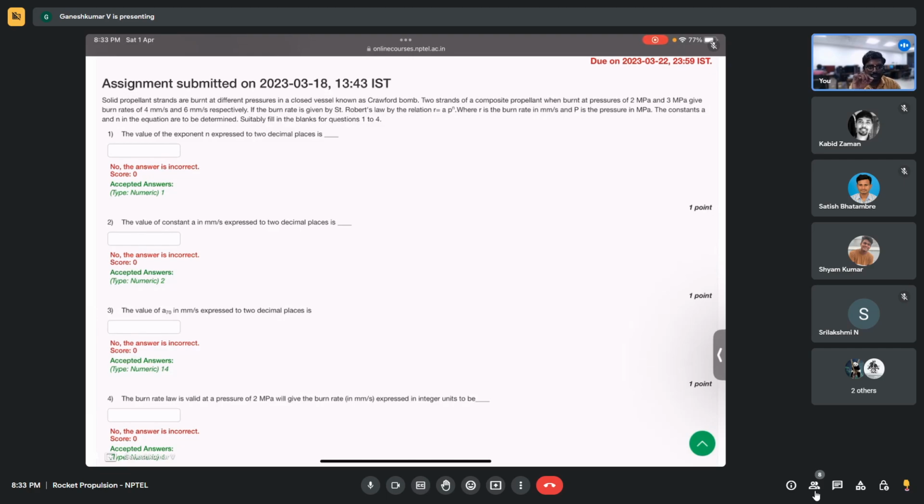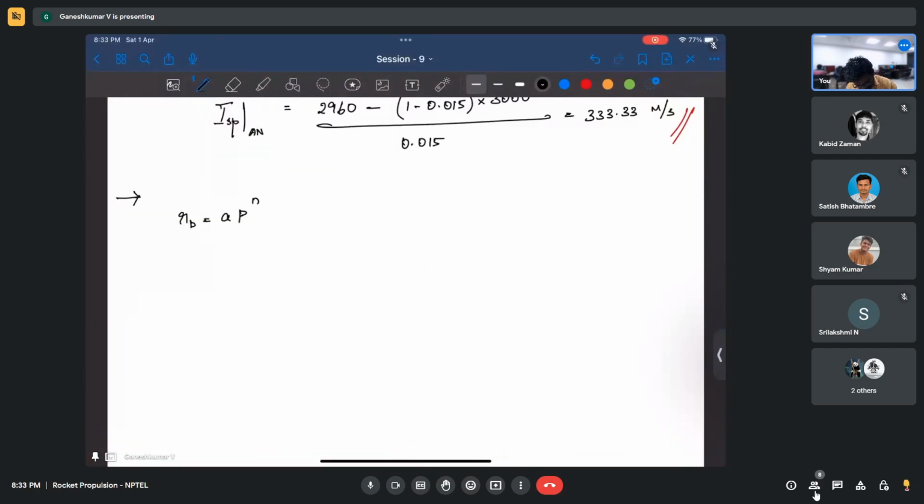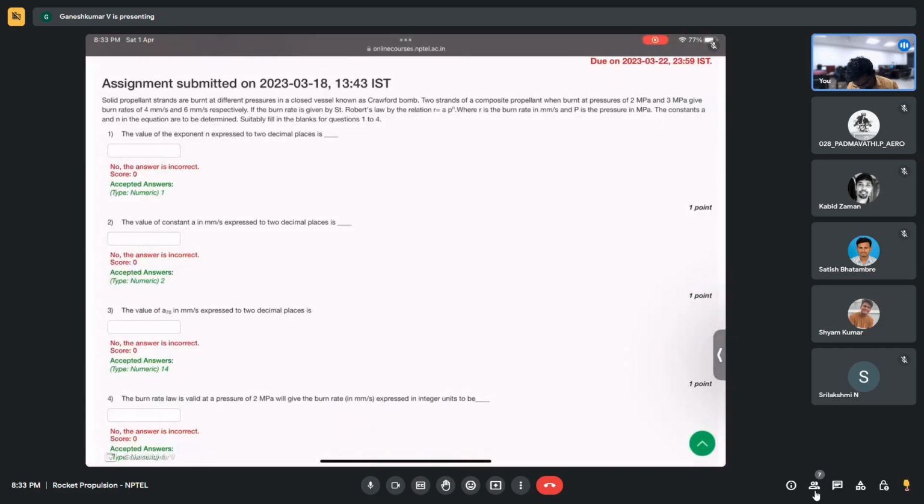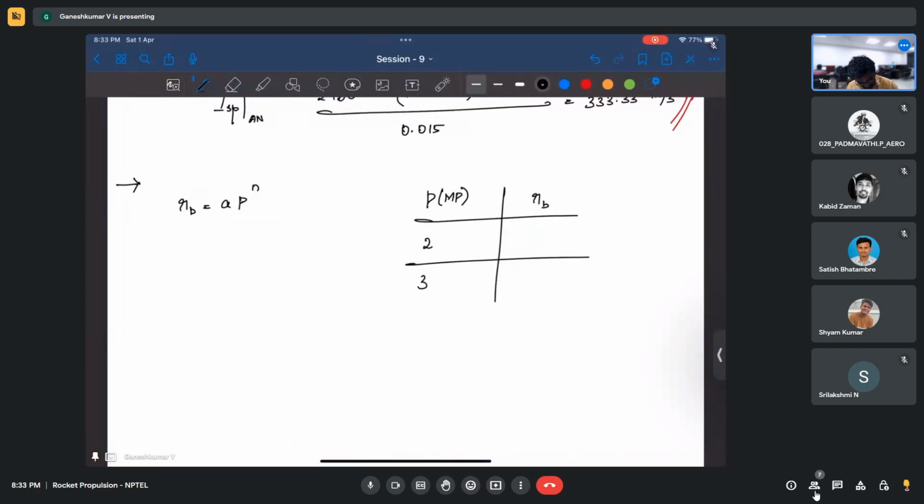So two strands of composite propellant are burnt at 2 megapascal and 3 megapascal. Again, pressure and RB: 2 megapascal and 3 megapascal, given in megapascal. And what is the RB you get? It's 4 and 6, right? This is 4 mm per second and 6 mm per second.